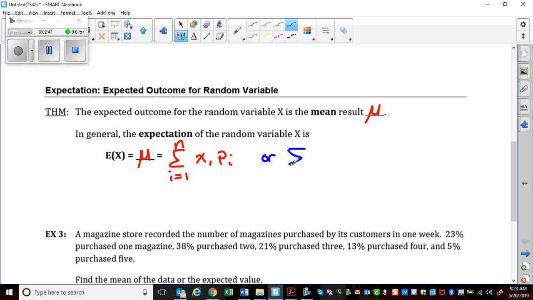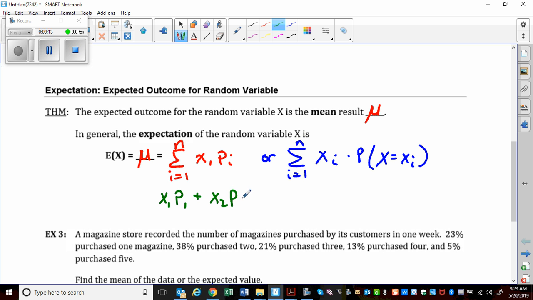Or the summation as i goes from 1 to n of x sub i times the probability of x equals x sub i. It's pretty much the same thing. Remember that the summation means we're adding them up. So when we plug in 1, it's going to be x sub 1, p sub 1. Plus, when we plug in 2, it's going to be x sub 2 times p sub 2. Plus, we're going to keep going all the way until we get to n, x sub n, p sub n.